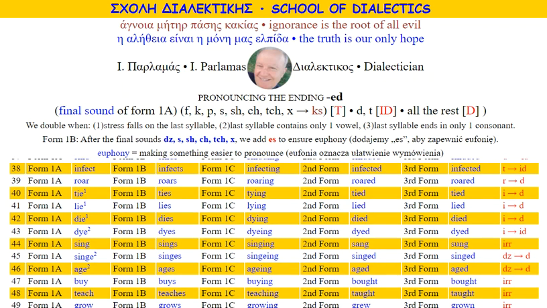So we have singe, singes. We must achieve euphony here because the J is pronounced like D. So we have singe, singes, singeing, singed, singed. Okay?